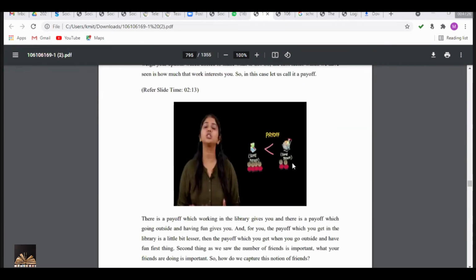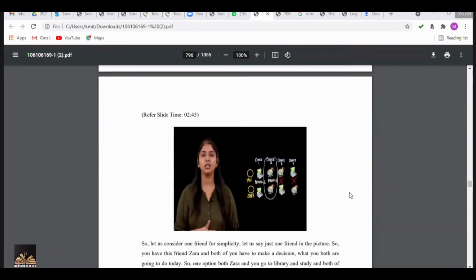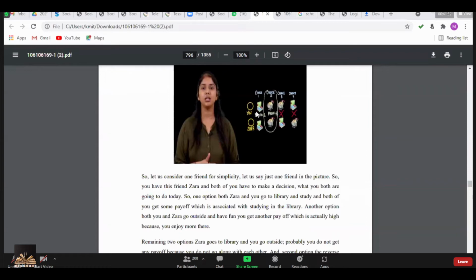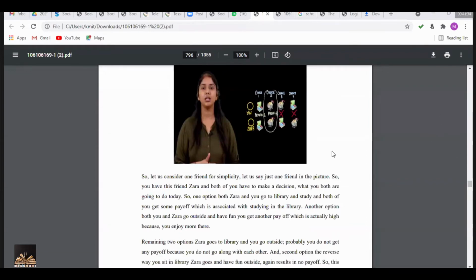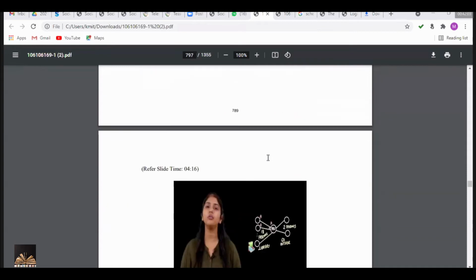To explain this, one example has been given for the payoff. You have 20 friends, but let's consider you have a special friend called Zara. You want to go to the library, and if your friend wants to go to the library, you will get some payoff. That means the 2 decisions are matching, and only then will you get that payoff. If you go shopping, and your friend also wants to go shopping, then you will get the payoff. And if you want to go shopping and your friend wants to go to the library, you will not get any payoff, right? So that way the modeling can be done.